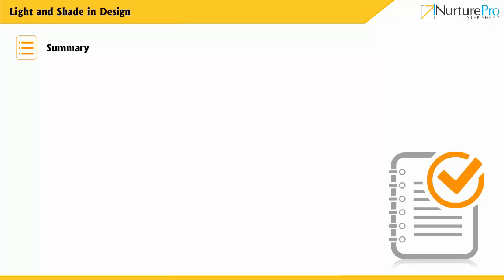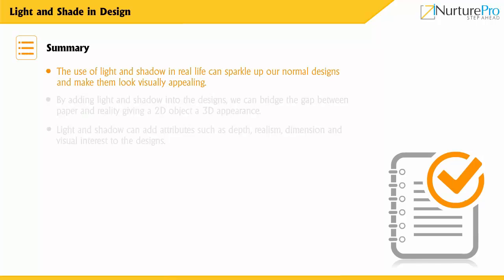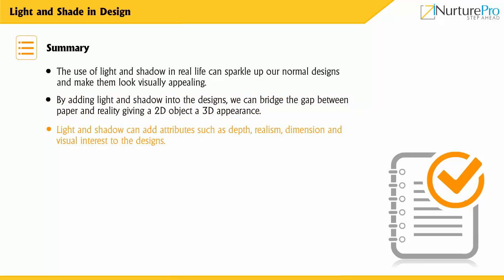Let us have a quick recap on what we discussed. The use of light and shadow in real life can sparkle up our normal designs and make them look visually appealing. By adding light and shadow into the designs, we can bridge the gap between paper and reality, giving a 2D object a 3D appearance. Light and shadow can add attributes such as depth, realism, dimension, and visual interest to the designs.